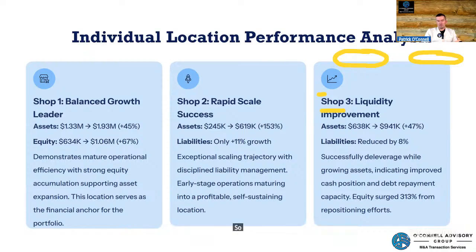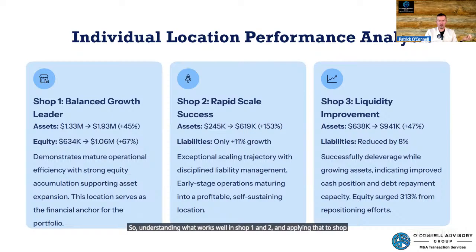So shop two, assuming that this was the second store open, had about 153% growth in assets. To me, it indicates early stage operations and a self-sustaining location. Shop three is where you can deploy some improvements. The assets grew by about 50%. It seems like a relatively new location. So understanding what works well in shops one and two and applying that to shop three would be ways to position yourself for future growth as you assume this new business.